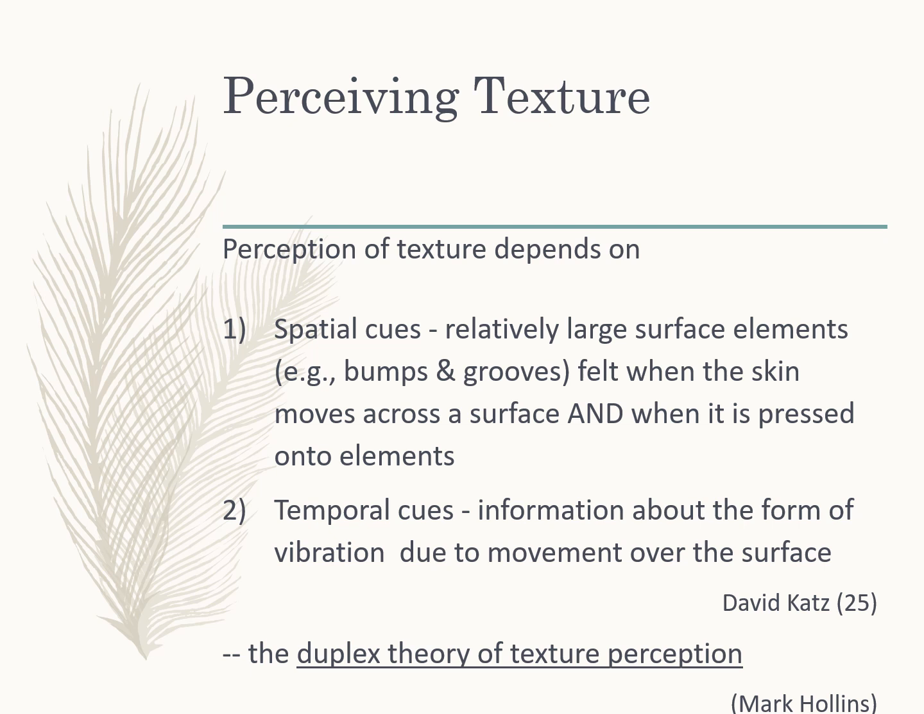Temporal cues are happening over time, and they happen because of the vibration that can occur when we are moving over the surface of something that's coarse, like sandpaper, or we'll look at some different sizes of grains of sand, basically. So it's going to tell us about texture as well. And so Mark Hollins ended up calling this the duplex theory of texture perception, and Hollins and his colleagues have done a lot more research recently on those temporal cues to tell us about how we're receiving those temporal cues.